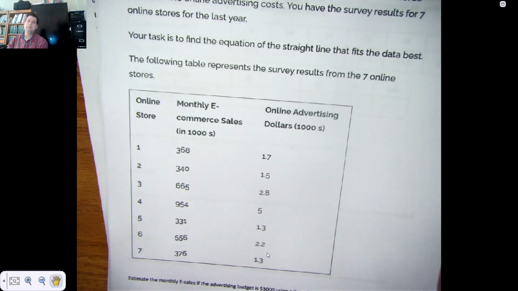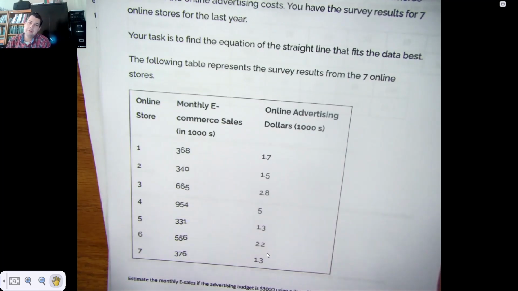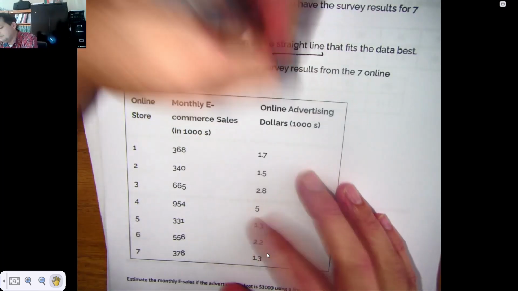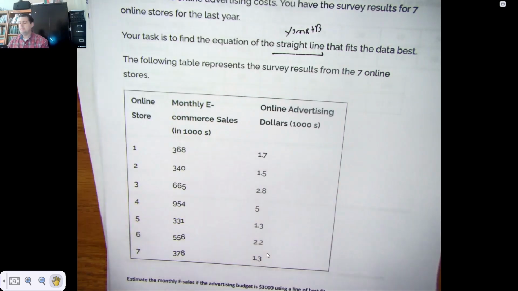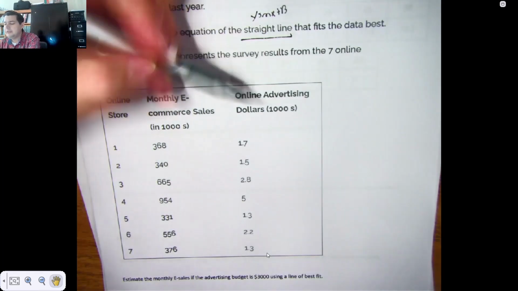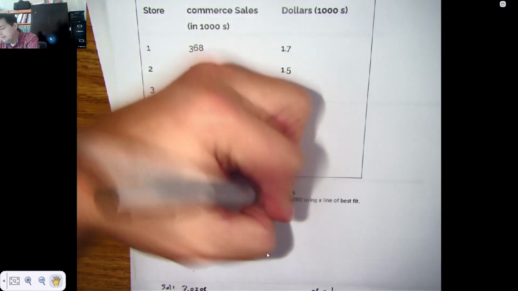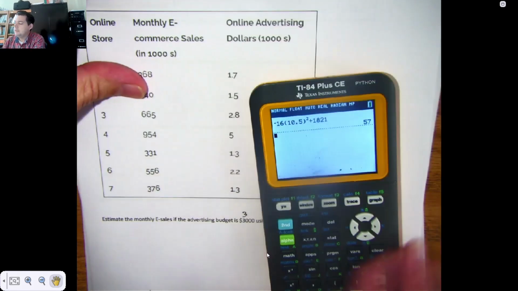Wow, I think it takes up the whole page. You have to study the relationship between the monthly e-commerce sales and the online advertising cost. You have the survey results for 7 online stores for the last year. Your task is to find the equation of the straight line, which is y equals mx plus b, that fits the data. And after you do that, estimate the monthly e-sales if the advertising budget is $3,000. Now notice the online advertising dollars is in thousands. So this is actually just 3, as in 3,000. So it's going to be the same.